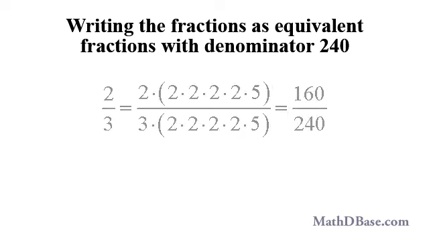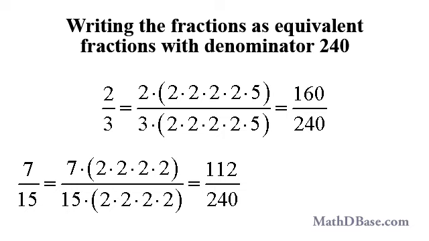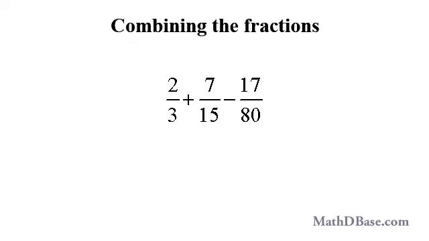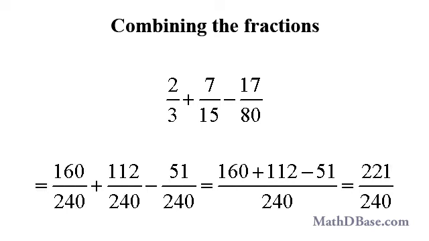Rewriting all of the fractions as equivalents in terms of the LCD, 2/3 becomes 160 over 240, 7 over 15 becomes 112 over 240, and 17 over 80 becomes 51 over 240. Combining the fractions by finding the sum of the numerators and placing that sum over the common denominator 240, we get 160 plus 112 minus 51, or 221 over 240.